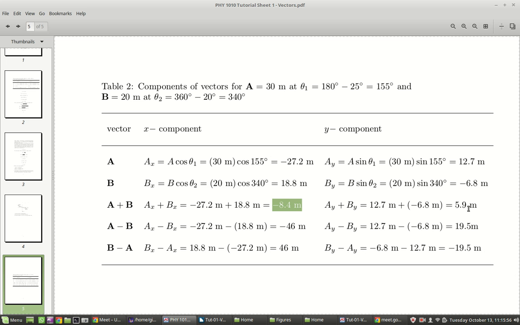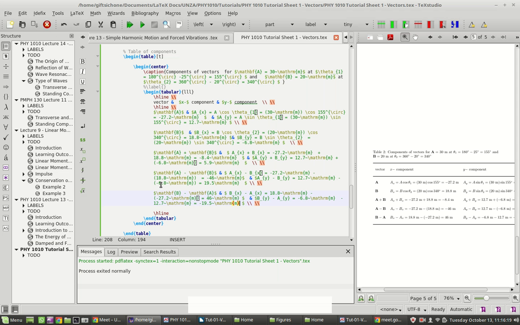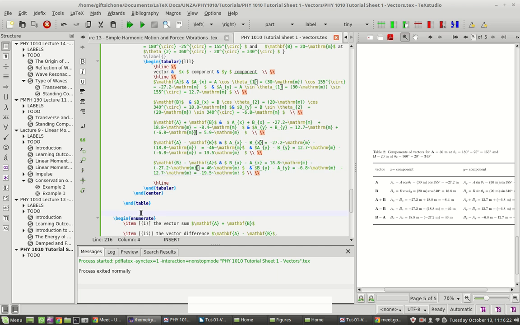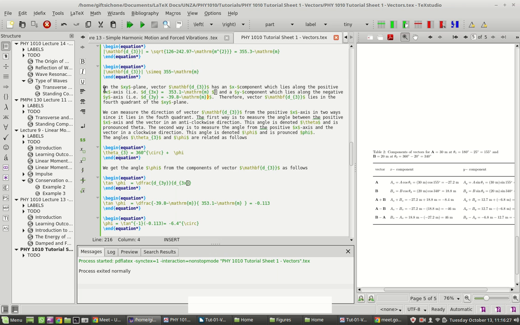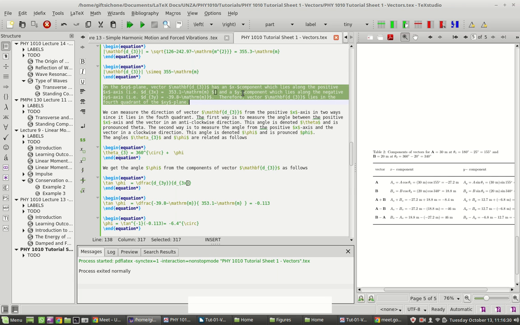The x component of A plus B is minus 8.4. That means it lies along the negative x-axis. The y component is 5.9. It's positive, so it lies along the positive y-axis. Therefore, A plus B lies in the second quadrant. Is this argument clear? Yes, sir. Okay, so at least we have an idea of where that vector lies.